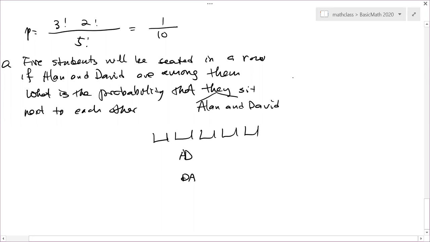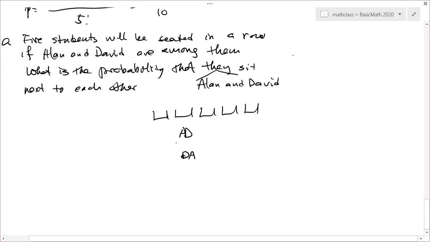So for each pattern, you can have how many choices, right? For Alan first, David second, it will be AD star star star, star AD star star, star star AD star, then star star star AD. Okay, so this is a possible arrangement if Alan is on the left.